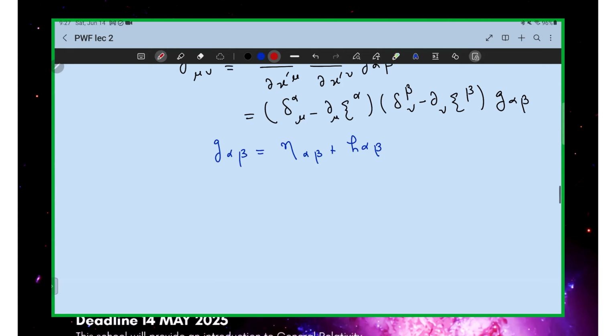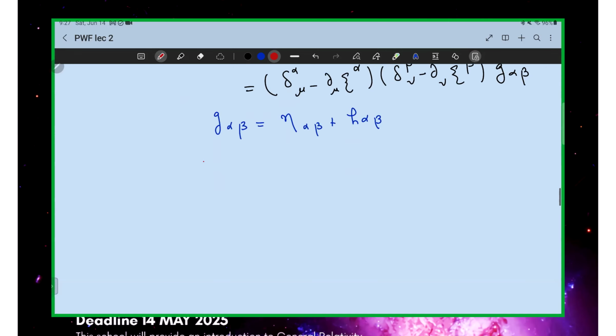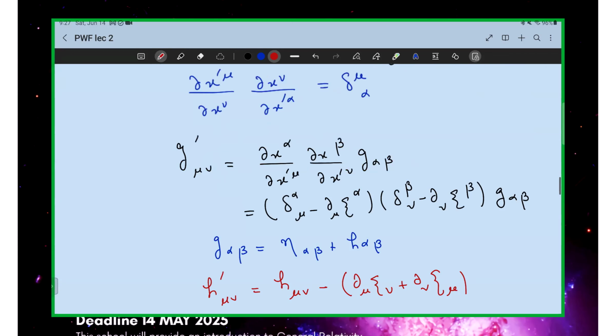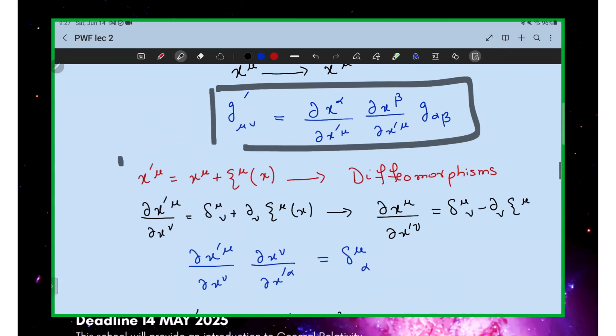You can calculate that the change in H that you get is, the old H mu nu minus this. So the perturbation in the metric changes like this under the gauge, under the coordinate transformation. Which coordinate transformation? This coordinate transformation. Okay, so the metric tensor changes.